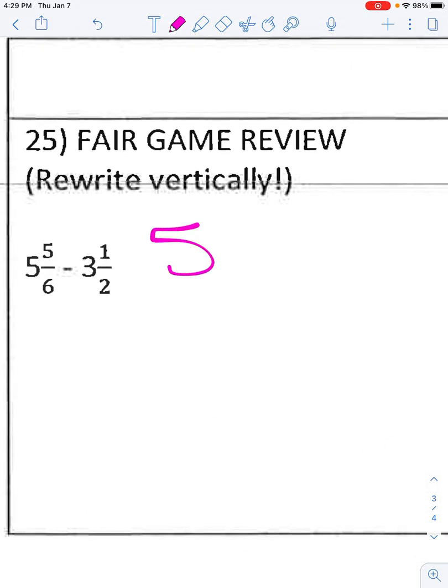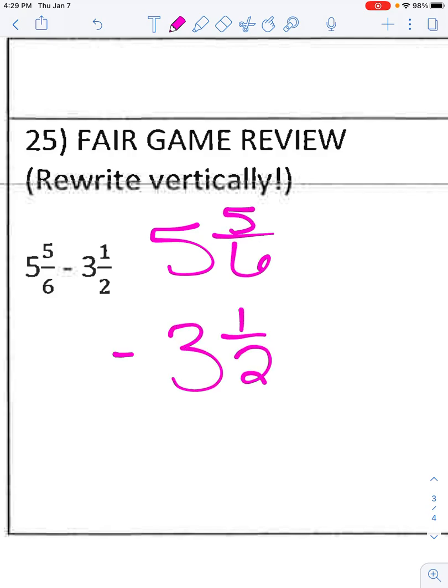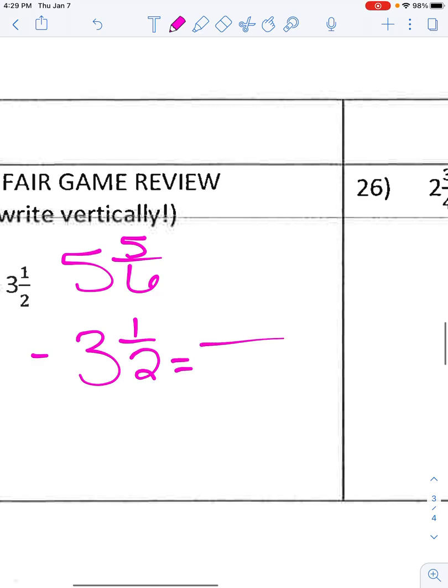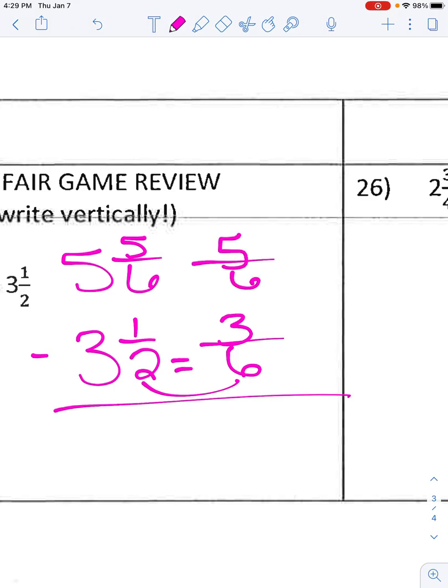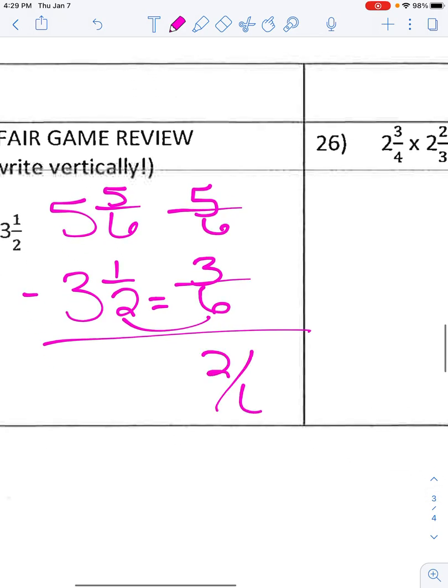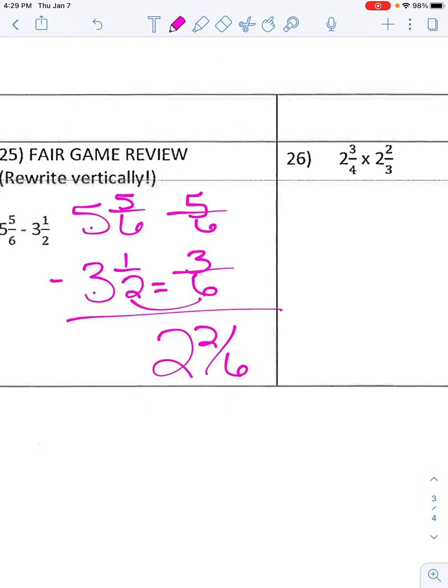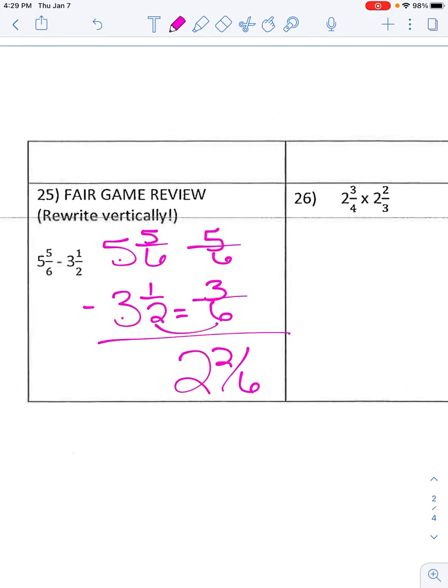Okay, we've seen these again and again and again. Subtracting with mixed numbers, we have to have a common denominator. 2 goes into 6, so we're going to use 6, multiply by 3. This one will stay the same. 5 sixths minus 3 sixths is 2 sixths. 5 minus 3 is 2. And then if you really want to impress me, you should know that that can be simplified.